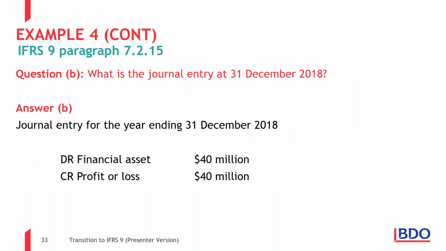Question B, however, what is the journal entry at the end of that year? Now, the journal entry at the end of the year says your financial asset now has a fair value of 530 million, and therefore we have to increase our financial asset with 40 million, and we credit profit and loss with 40 million. Remember, this asset doesn't meet the SPPI test. It now has to be accounted for at fair value through profit and loss.